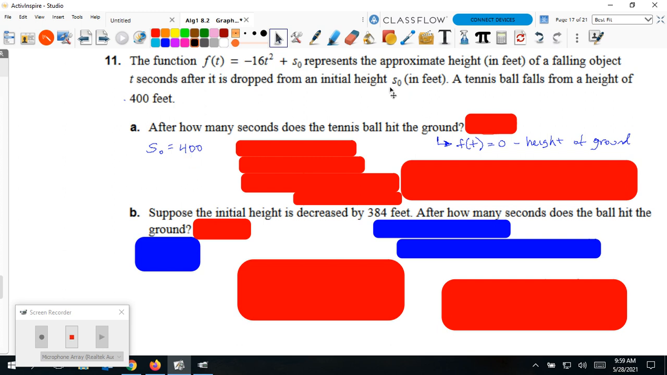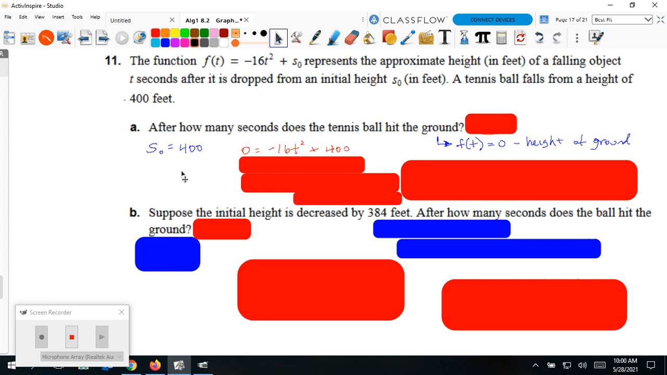That's what it says here. Initial height is the s of 0 in the function, and the initial height here says 400. So we're just going to plug those two things in. 0 here and 400 goes here. And now it looks like this: 0 equals negative 16t squared plus 400.